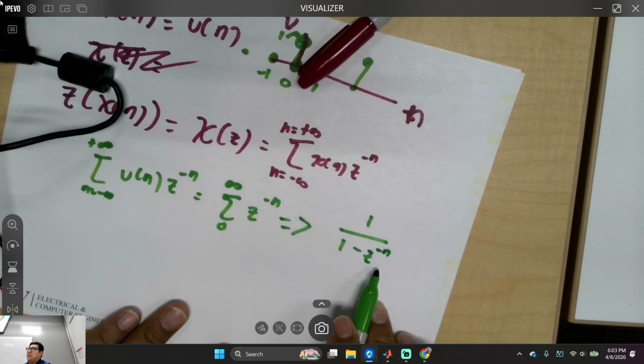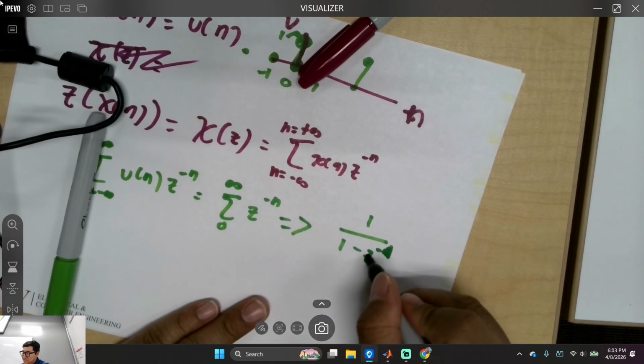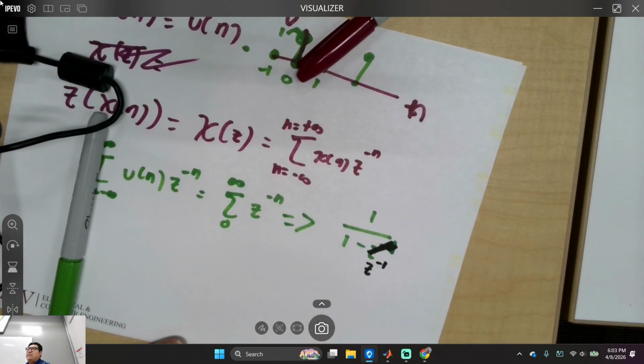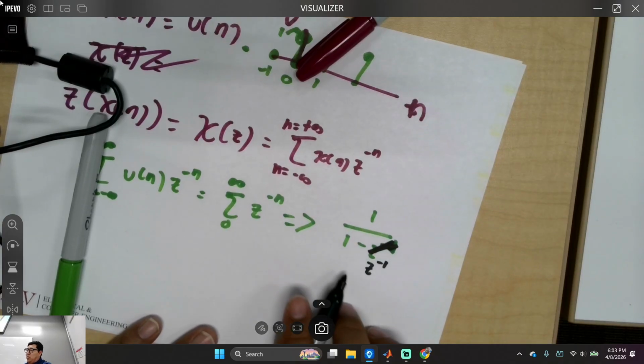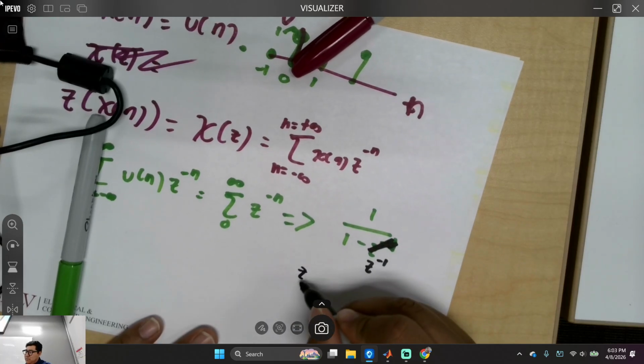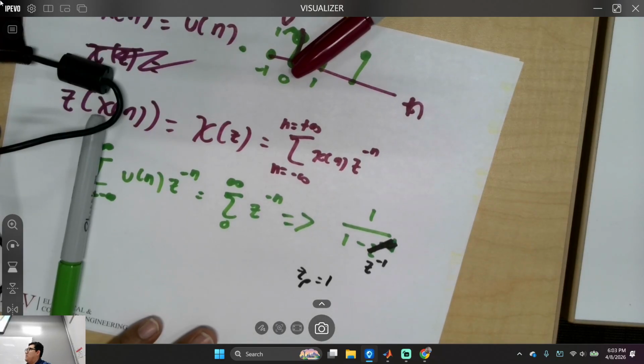Is that correct? No. Z to the -1. I don't like messy work. Is that correct? Everyone understand? What's the pole? Positive Z to the positive 1. Right? 1. That's the pole. This is where it's going to explode, right?